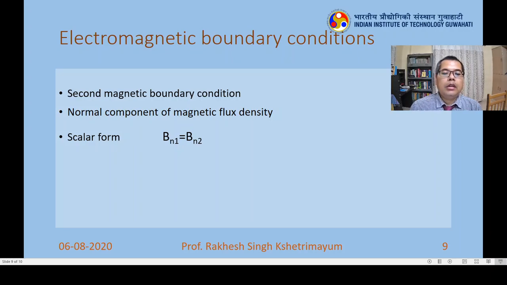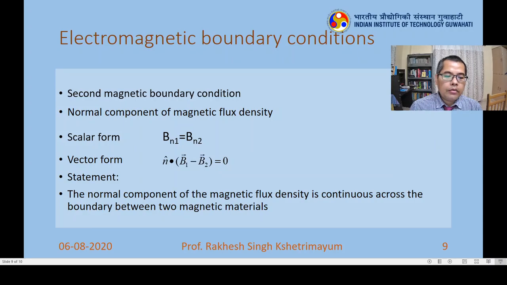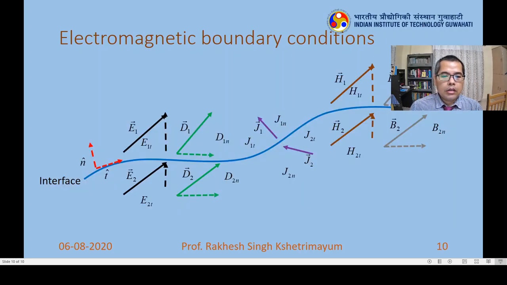They are equal. So you can simply write in vectorial form as n dot (B1 minus B2) is equal to 0. You can also state it from the scalar form. It simply states that the normal component of the magnetic flux density is continuous across the boundary between two magnetic materials. So this completes all the electromagnetic boundary conditions.